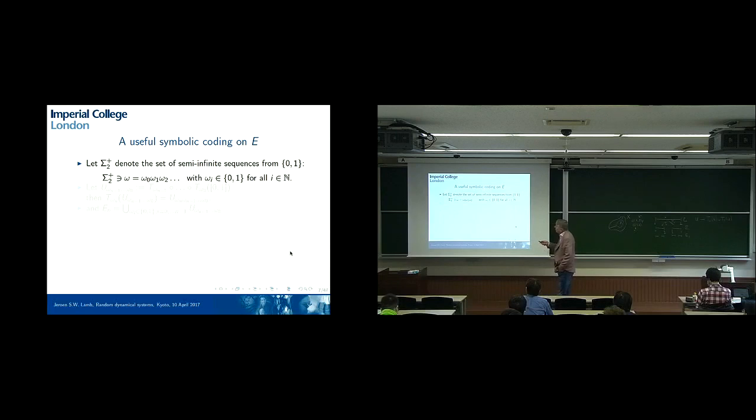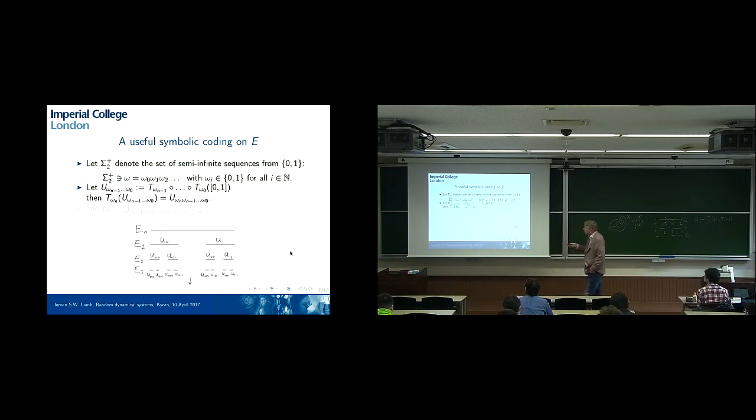So what do we do? We take the space sigma 2 plus, and I define this to be the set of semi-infinite sequences from 0, 1. An element of this set is just an array of zeros and 1s, like a binary sequence. It's infinite on one side. Okay. And I'm going to define a set U with some finite index address, omega n minus 1 to omega 0, as the images under these maps. In particular, U0 is just the image of the full interval under T0, and the image under T1 is U1.